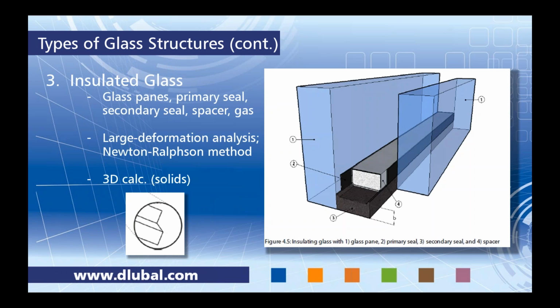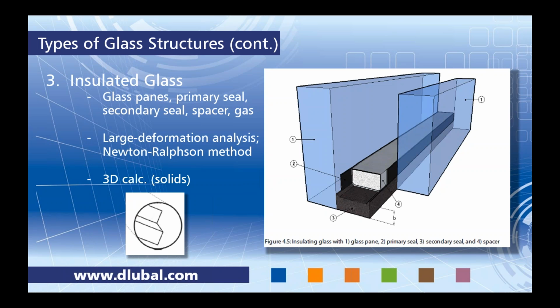And insulated glass is shown here by this picture. We have two glass panes on either side. We have a primary seal, we have a secondary seal, and then we have a spacer with our gas in between the two glass panes. This will always use large deformation analysis.